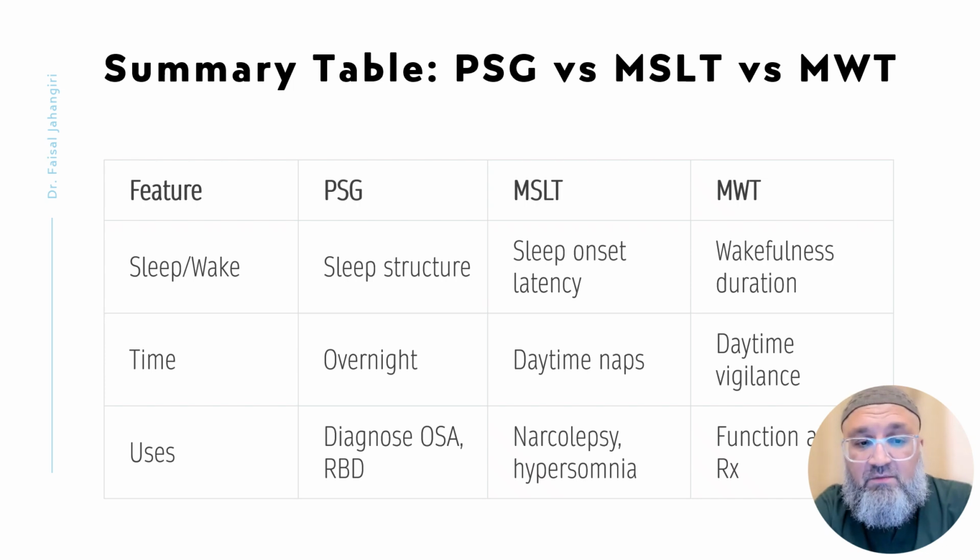Polysomnography is used to diagnose obstructive sleep apnea and respiratory breathing disorders. The multiple sleep latency test is done to identify narcolepsy and hypersomnia, because a person with narcolepsy sleeps all day, or they sleep a lot, hypersomnia, and these patients will go to REM sleep very quickly, maybe within 5 minutes. And maintenance of wakefulness is done for function of sleep and for the treatment of.